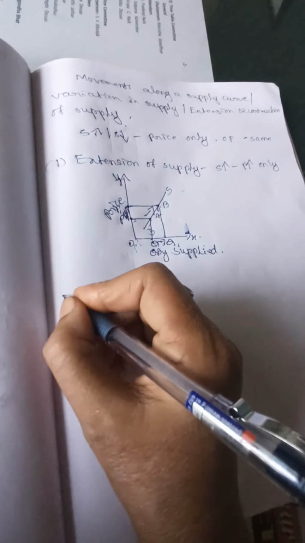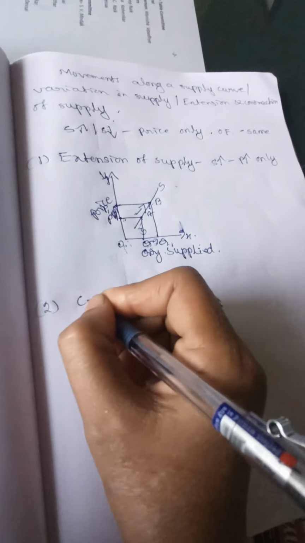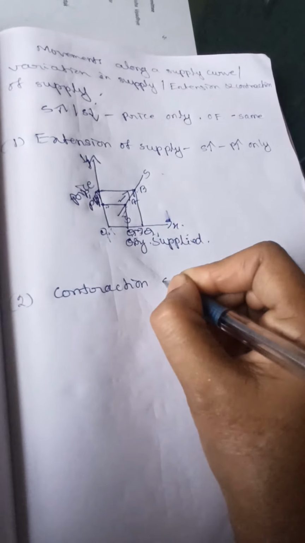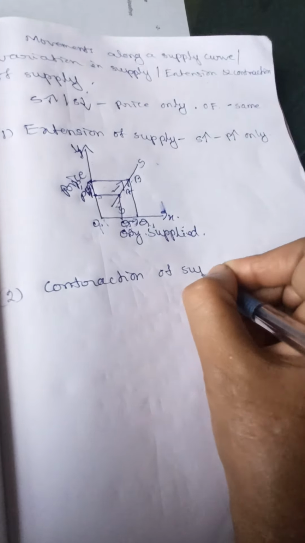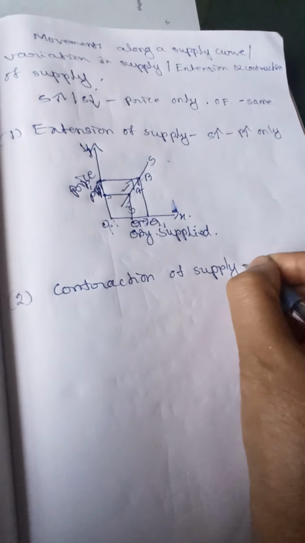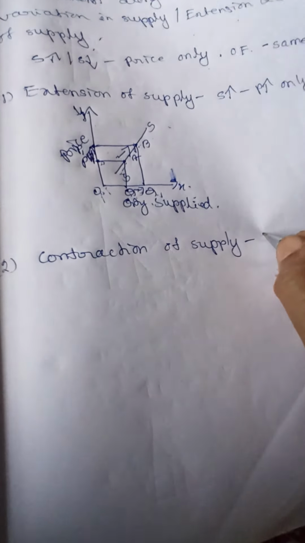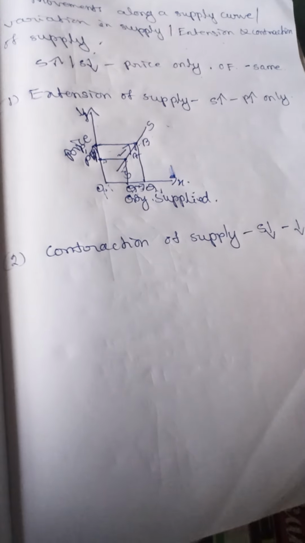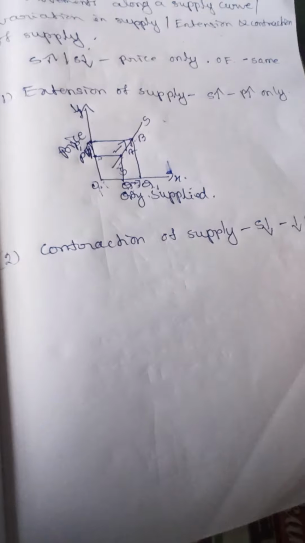Second part of it is contraction of supply. What is meant by contraction of supply? The supply of the product falls due to fall in price only. Other factors affecting the supply will not change. So till then the supply is less due to fall in price. When the price of the product falls, the seller supplies less.